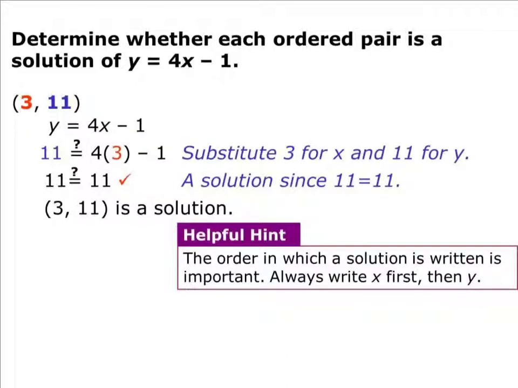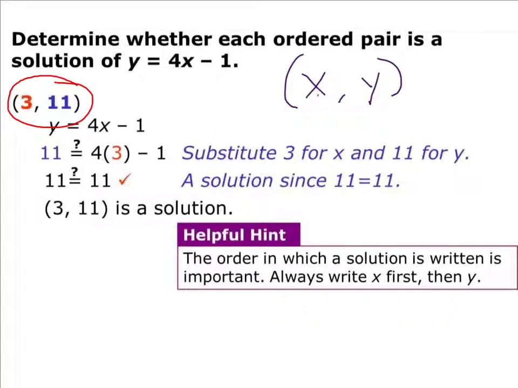Now, our first slide here is an example that shows you how to work these. It says determine whether each ordered pair is a solution of y equals 4x minus 1. Now, what this is saying is it wants to know if this 3 and 11 right here, when we plug those into that equation, if it's going to be correct. Okay? And if you remember, just like I said, our x comes first, followed by our y in our parentheses. And that's how we're going to have to substitute those into my equation.